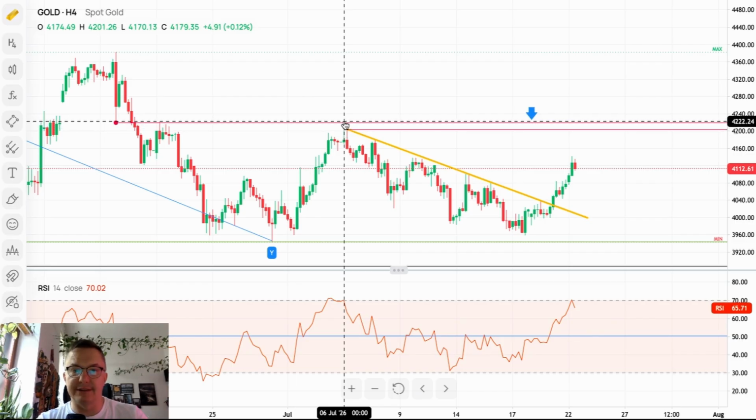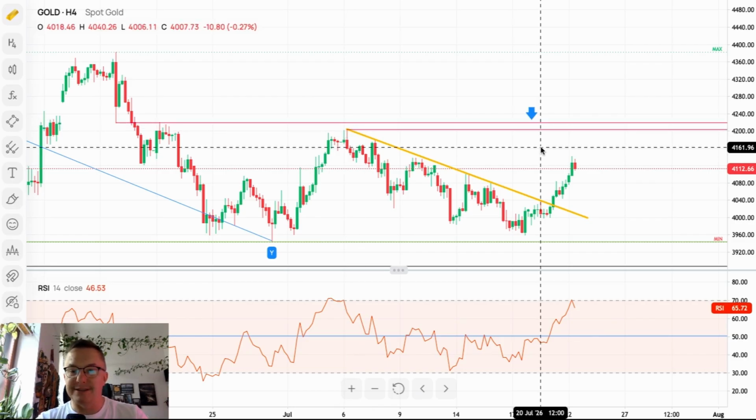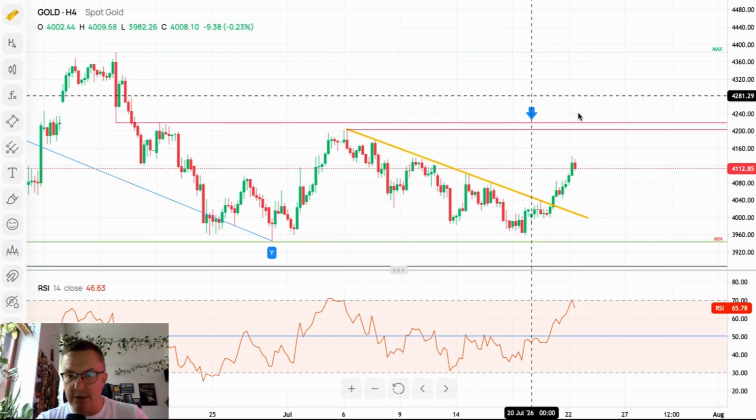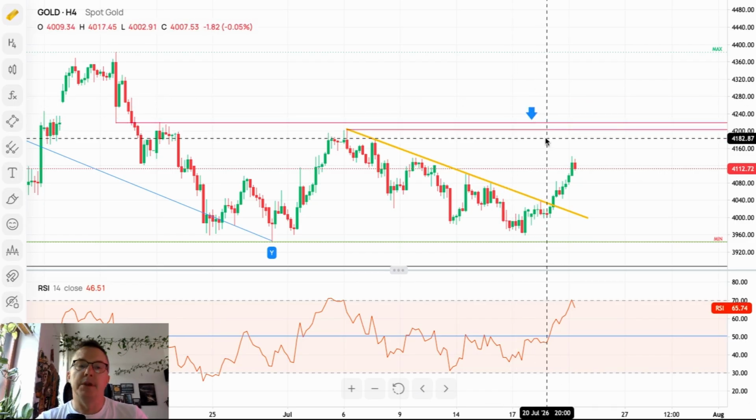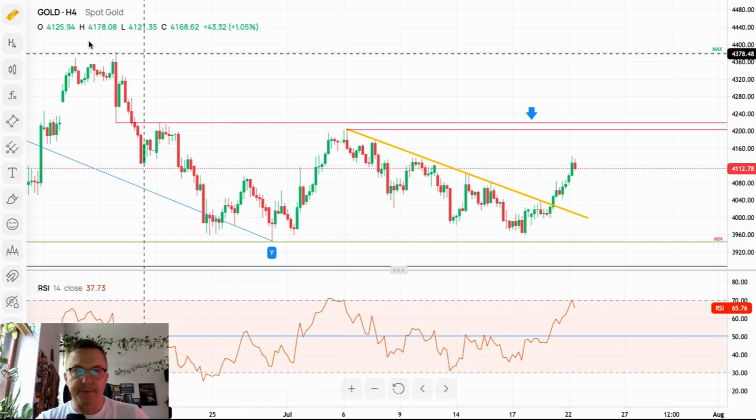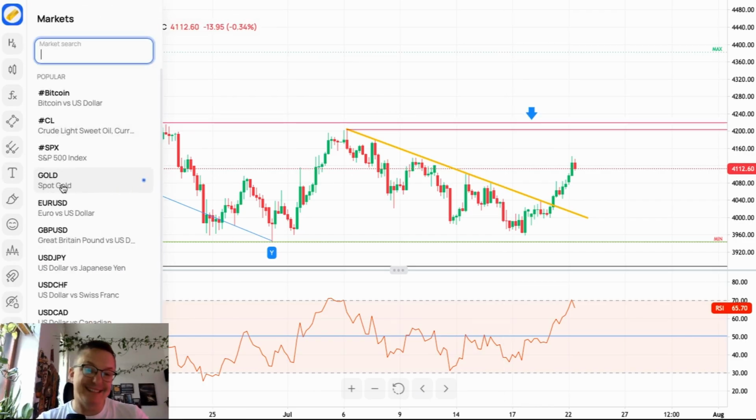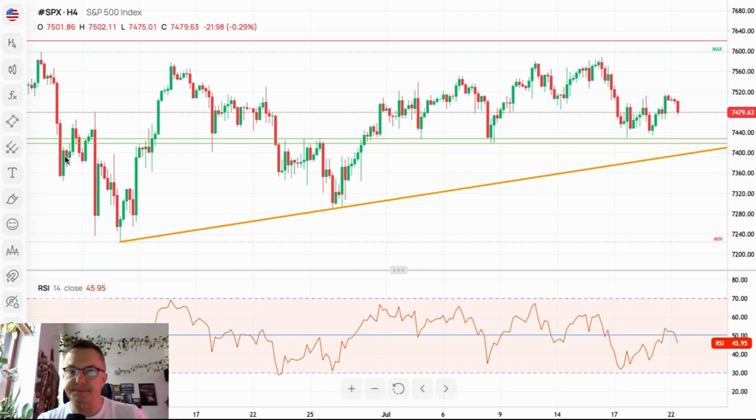4,201, 4,221. So this zone here, this technical resistance here, both of them must be clearly violated in order for the gold to rally higher. Otherwise, still inside of the range.